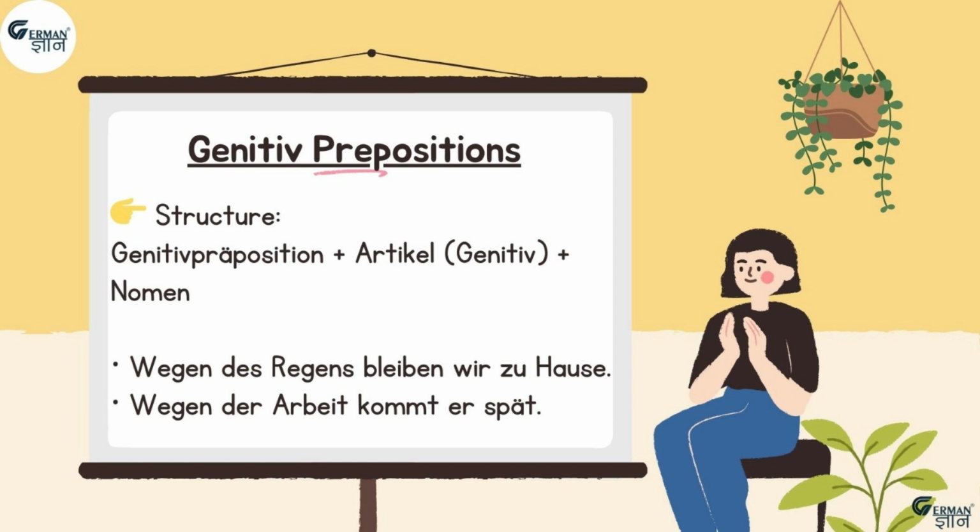So in this sentence, wegen is the Genitive preposition. Because of that, we have written des, which is Genitive article. Another example is wegen der Arbeit kommt spät.